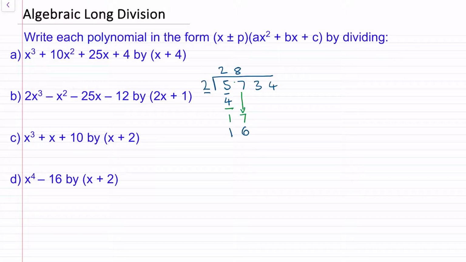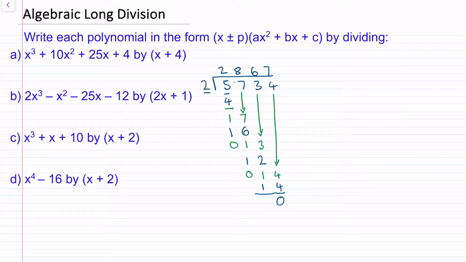So now we work out the difference between the 17 and the 16, which is 1, and we drop down the 3. And 2 goes into 13 6 times to make 12. So again, we work out the difference between the 13 and the 12, which again is 1, and we drop down the 4. And 2 goes into 14 7 times. And we know 2 times 7 is 14, so the remainder is 0.